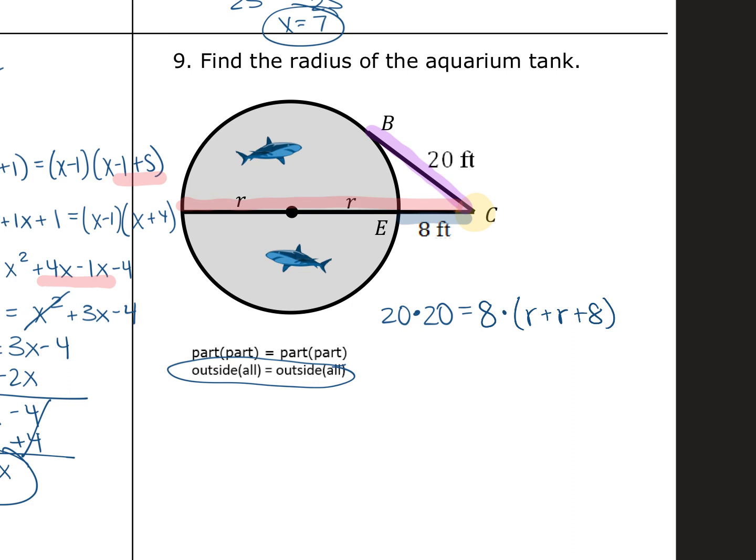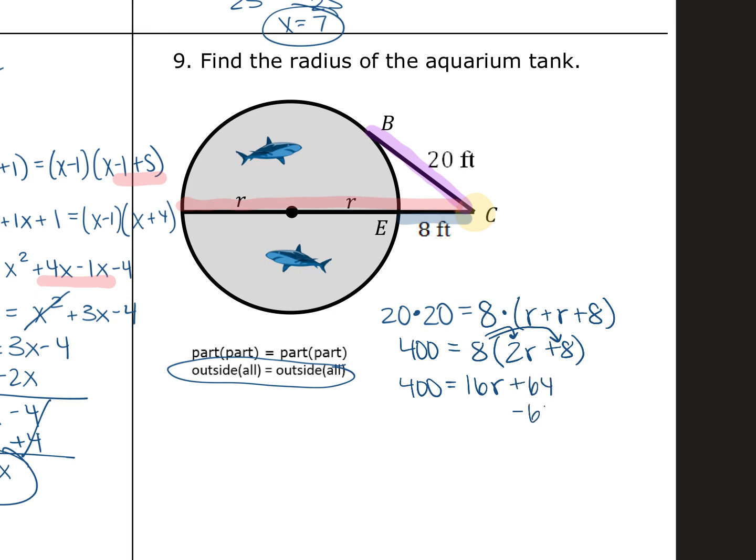All right, we're going to simplify a couple of things. 20 times 20 makes 400. Before we do the distributing here, we want to simplify it a little bit. On the inside, we have r plus r. That makes 2 r's. So we're going to simplify it like that first. And then we will distribute it to make it a little bit easier. So that 8 needs to be multiplied by the 2r. That's going to make 16r. And 8 times 8 makes 64.